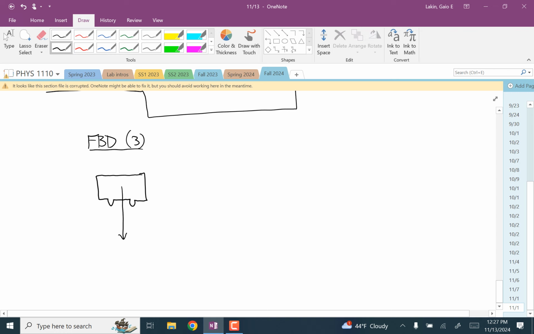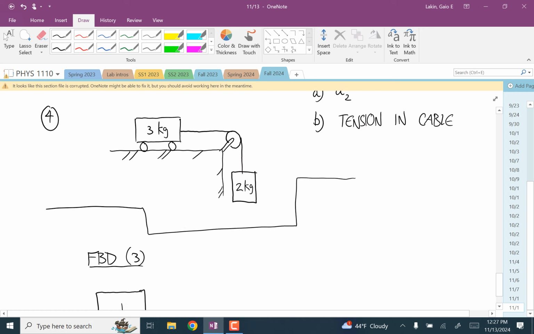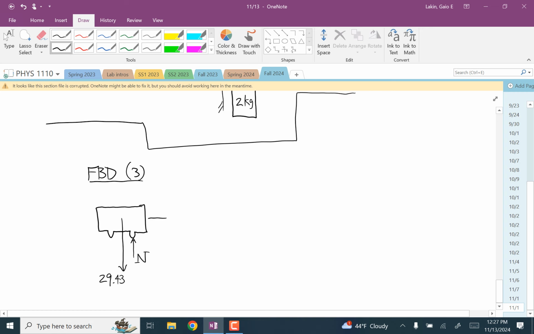The weight force is 29.43. There's a pushing force up of N. And then there's a pulling force from the cable. I'll call that T.